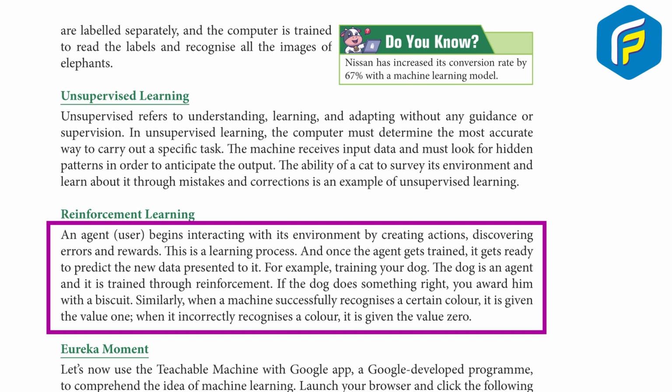If the dog does something right, you reward him with a biscuit. Similarly, when a machine successfully recognizes a certain color, it is given the value 1. When it incorrectly recognizes a color, it is given the value 0.